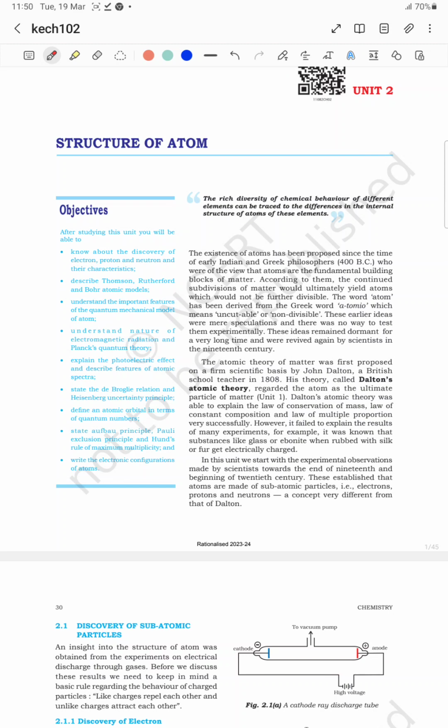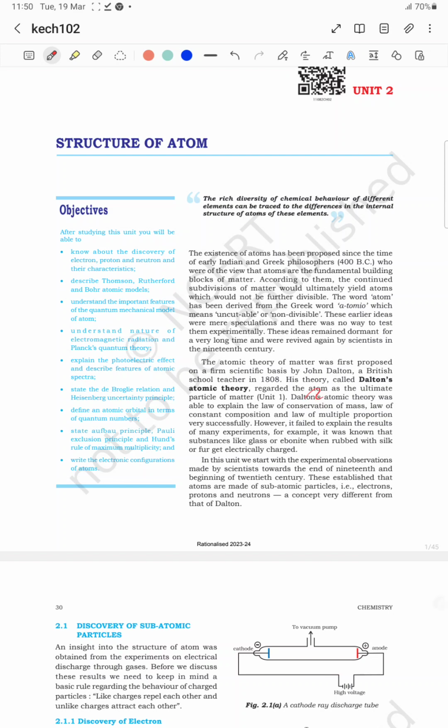These earlier ideas were mere speculations and there was no way to test them experimentally. These ideas remained dormant for a very long time and were revived again by scientists in the 19th century. The atomic theory of matter was first proposed on a firm scientific basis by John Dalton, a British schoolteacher, in 1808. His theory, called Dalton's atomic theory, regarded the atom as the ultimate particle of matter.